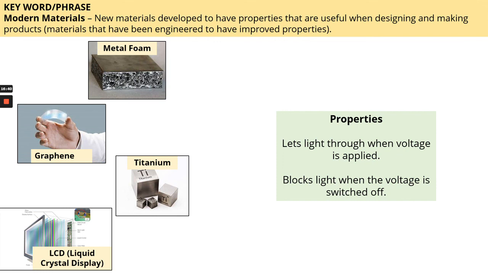Ramping up the difficulty a little bit, so we've got a set of properties that links to one of our modern materials on the left. So the properties are: lets light through when voltage is applied, and blocks light when voltage is switched off. Is it metal foam, graphene, titanium, or LCDs? Shout your answer at the screen now. Okay, if you said LCD, you are correct.